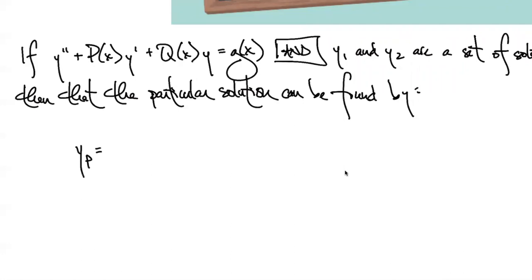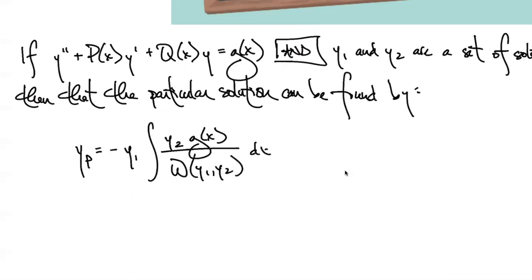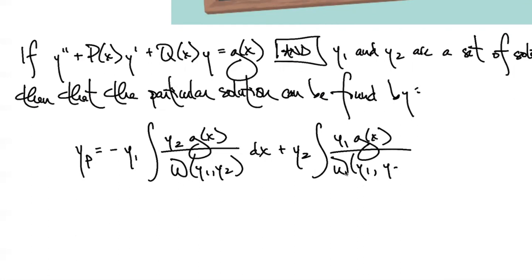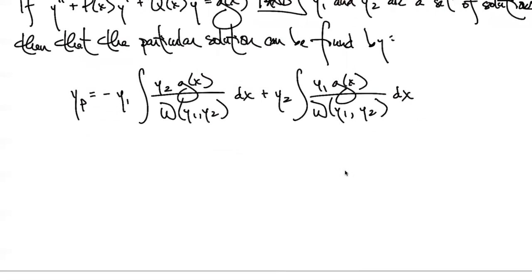We can say that y sub p equals the sum of two terms. The first one is negative y1 times the integral of y2 times g of x over W of y1 and y2 dx, plus, for the second term, we switch our y1 and our y2. So plus y2 times the integral of y1 g of x over W of y1 y2 dx. Now, what is this W of y1 y2, you might ask? Let's define it here.